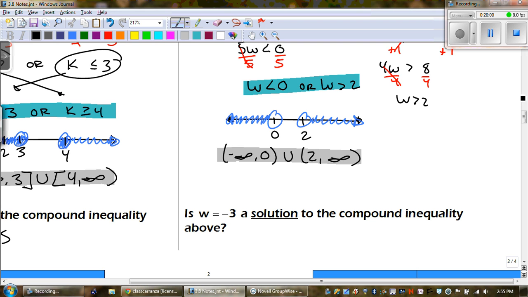Okay, is negative 3 a solution to this? What do you think? Well, if you keep this going, -1, -2, -3, the answer is yes. Okay?